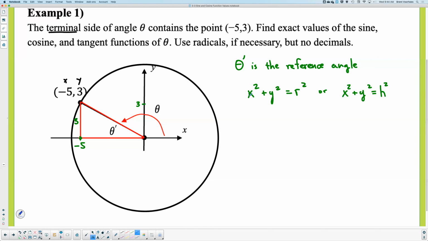So let's plug in. What's our x? Negative 5. And in case you use a calculator, you need to put that in parentheses to square it. Otherwise, the calculator will give you the wrong value. What's the y? And that will equal r squared. Now, the formula on the previous page, what they did is they took a square root here. Now, why would they take a square root?